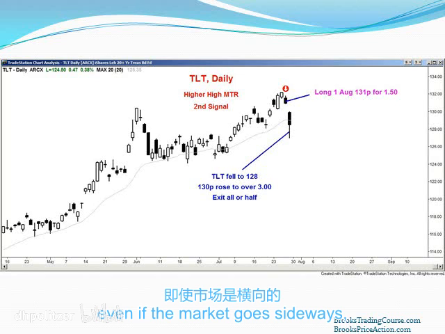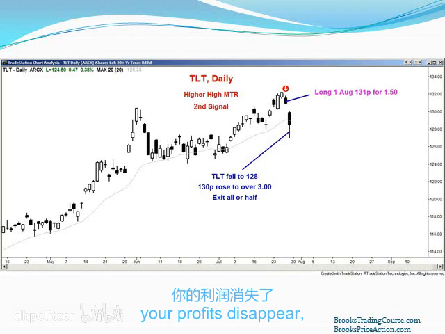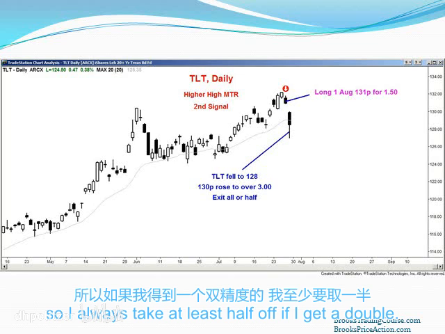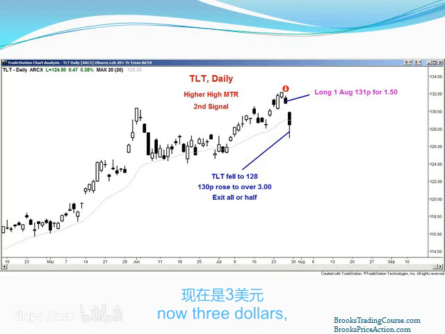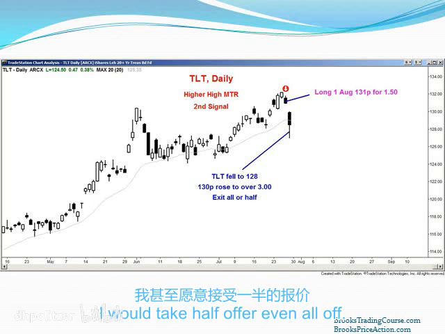Even if the market goes sideways, your profits disappear. So I always take at least half off if I get a double. So here, the option, you bought it for $1.50, it's now $3. I would take half off or even all off.